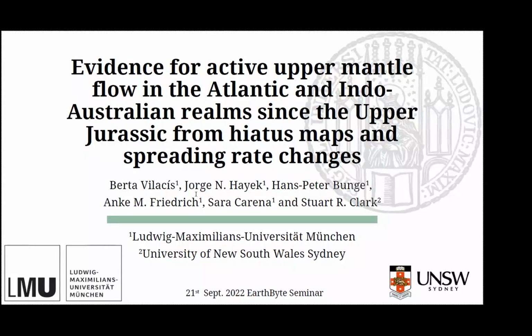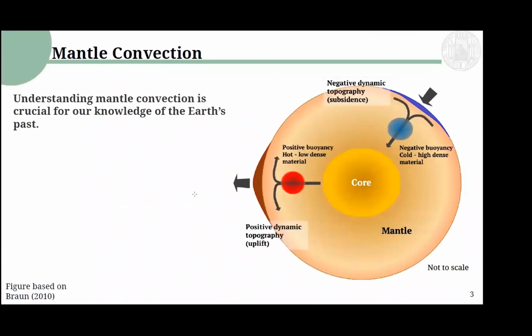I want to start by reminding ourselves of mantle convection. Mantle convection is the main process that drives the Earth's mantle, and understanding it is crucial for our knowledge of the Earth's past. Its interaction with the surface is one of the few ways that we have to actually observe and study it. It affects the surface of the Earth, creating horizontal and vertical motion, and this is due to hot and cold anomalies transiting through the mantle.